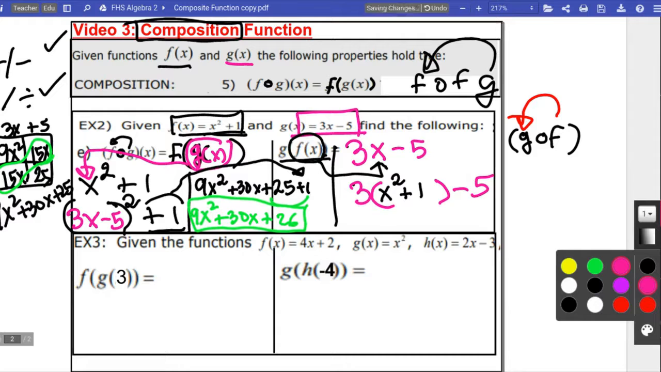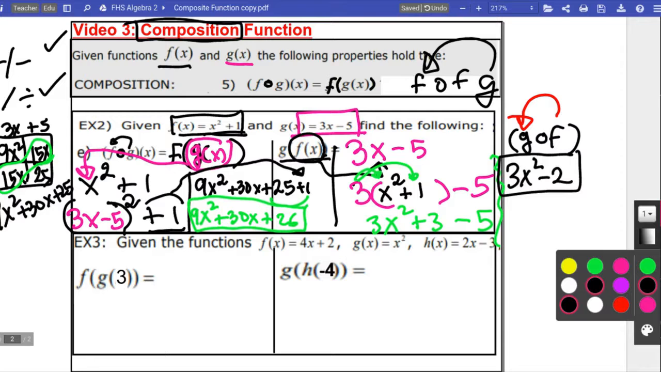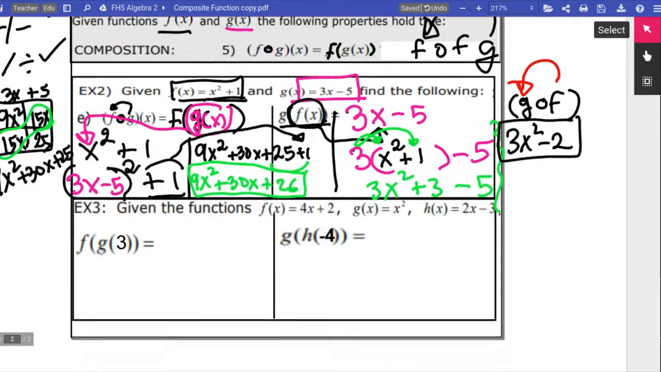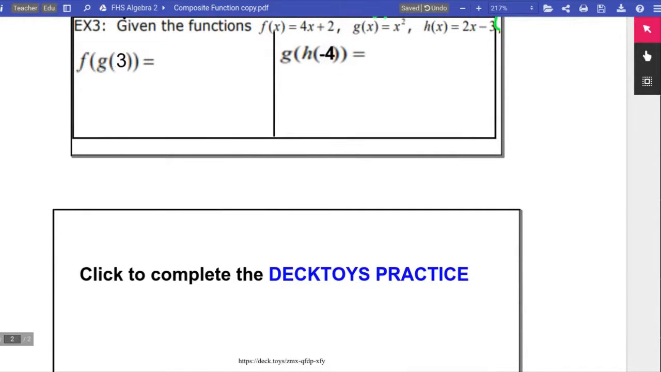At this point, you can just do your distributive. That should give me 3x squared, plus 3, and then you have your minus 5. If you continue your work, you will have 3x squared and then that should give me negative 2. We're done. The only tricky part is you need to understand that what's inside here is what goes into G. All right, let's continue. I'm not going to leave you hanging. I'm going to take you all along through this process.